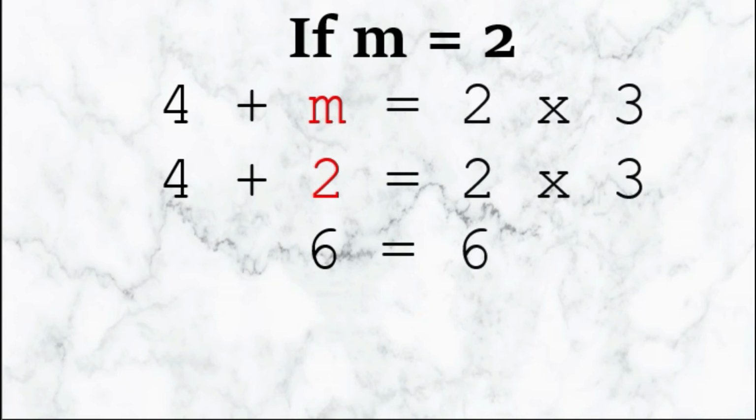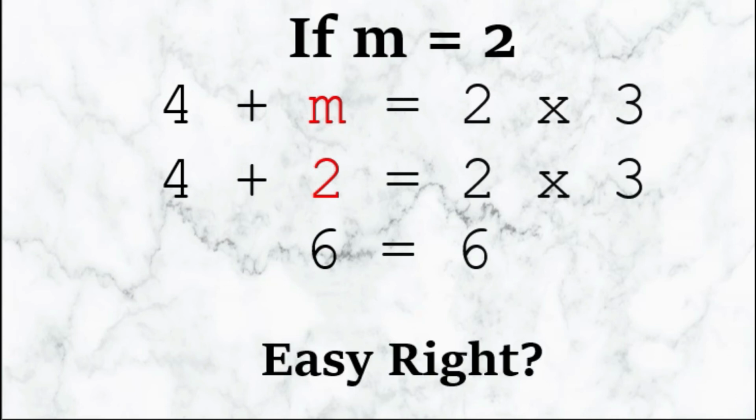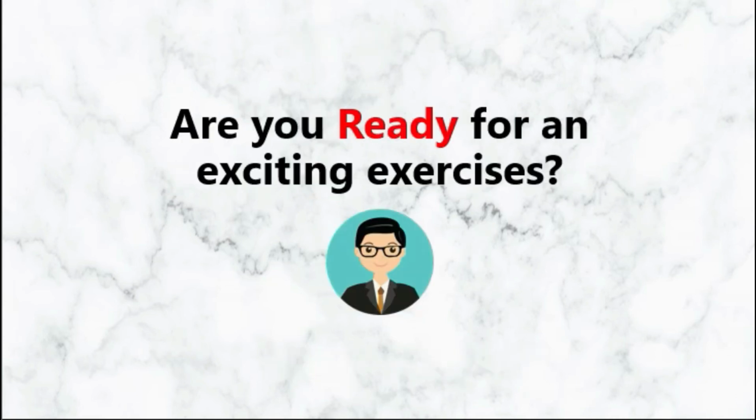Remember, the goal is to get the variable alone by doing the same thing to each side of the equation. With this, you have a good understanding of basic algebra, and now you should be able to solve other equations like 6 plus m equal to 11 or 11 minus m equal to 7. Otherwise, you may want to reread this lesson. Easy, right? Okay. Are you ready for an exciting exercise?